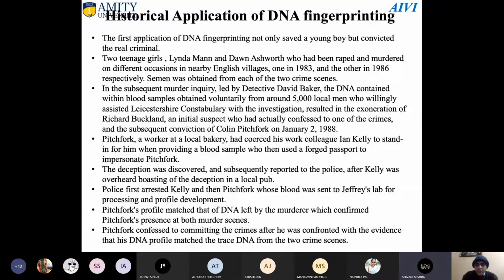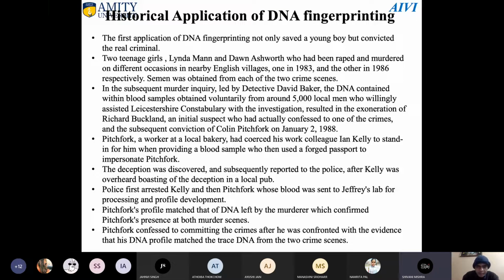Okay, so this is how it happened at the time. The deception was discovered and subsequently reported to the police after Kelly was overheard boasting of the deception in a local pub. Police first arrested Kelly and then Pitchfork, whose blood was sent to Jeffreys' lab for processing and profile development. Pitchfork's profile matched the DNA left by the murderer, which confirmed Pitchfork's presence at both murder scenes.